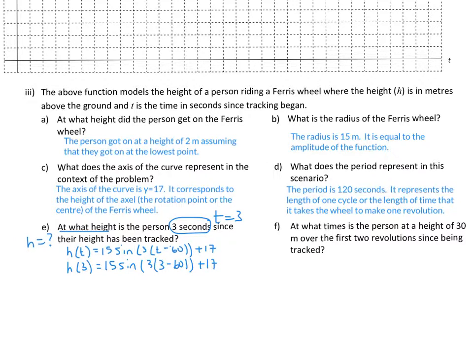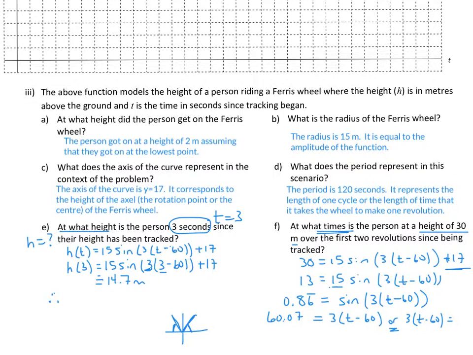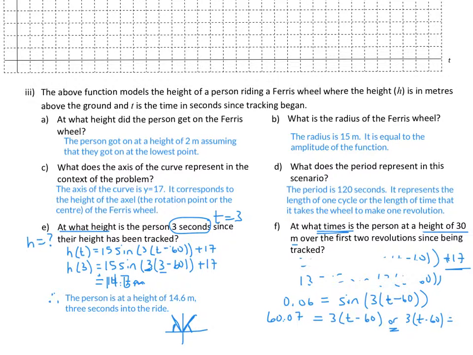So I'm just subbing 3 in for the t, and I'm going to put that in the calculator, and we're going to solve that. So you'll notice that I have replaced the t here with a 3. Okay, so when I entered that in, I got that the height of that person is 14.6 meters, 3 seconds into the ride here. Okay, and now we're going to look at this question on the side here.